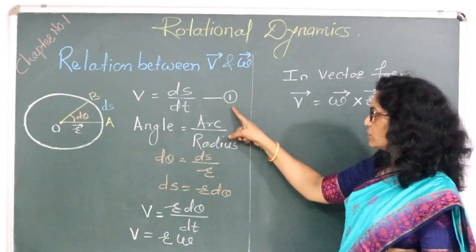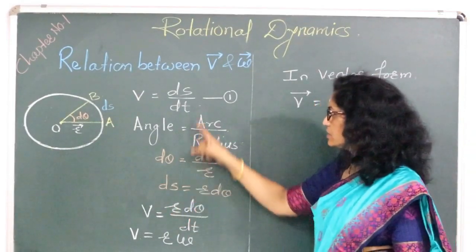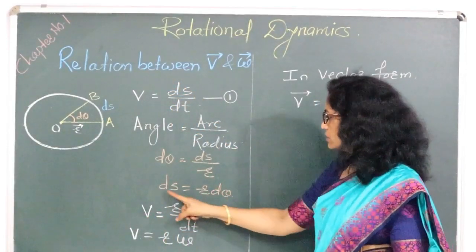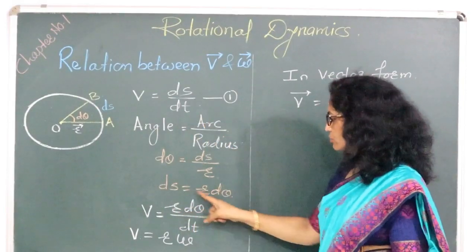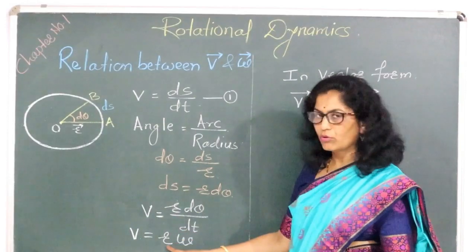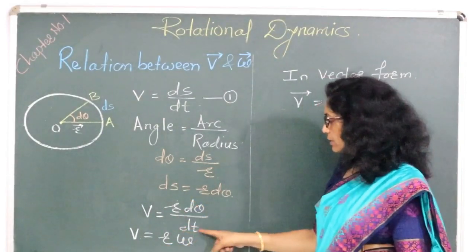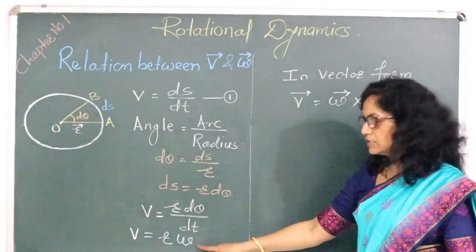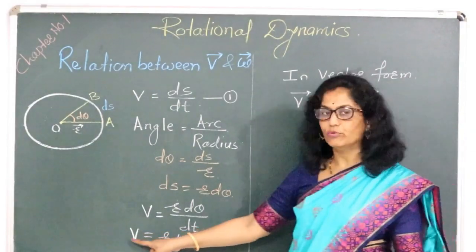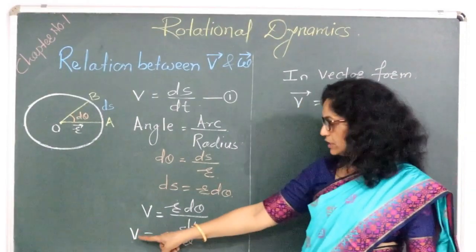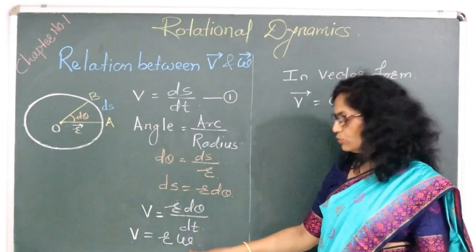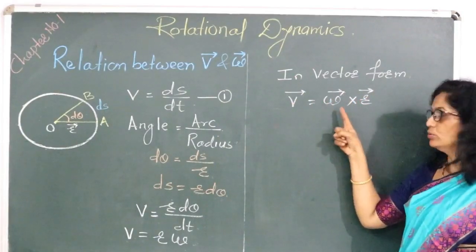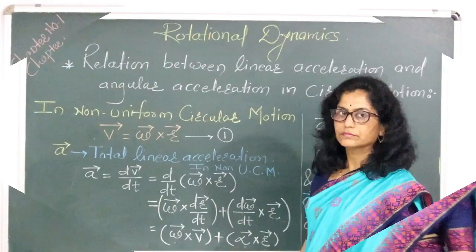Substitute this value of ds in equation first. Therefore, v is equal to r d theta upon dt. r is constant, therefore d theta by dt, the rate of change of angular displacement with respect to time, is the angular velocity omega. Therefore v equals r omega, that is, linear velocity is equal to radius into angular velocity. In vector form, v vector equals omega vector cross r vector.